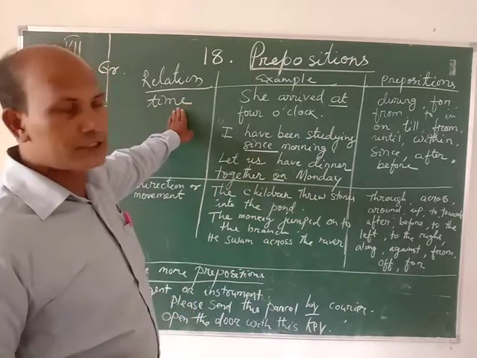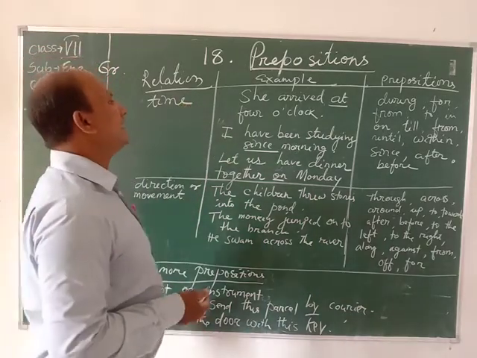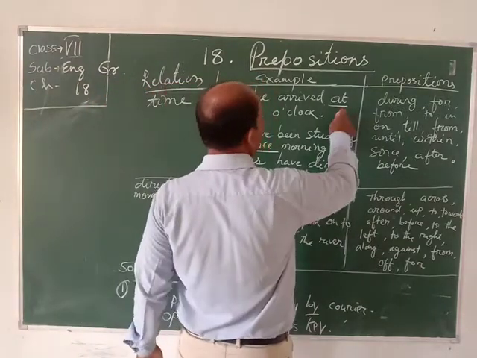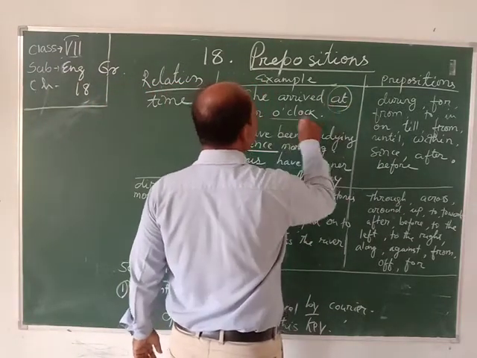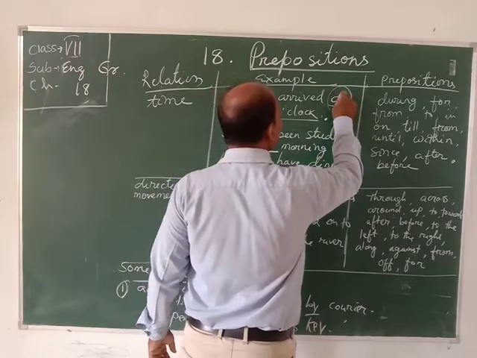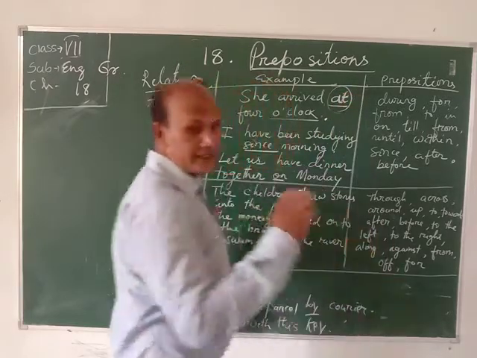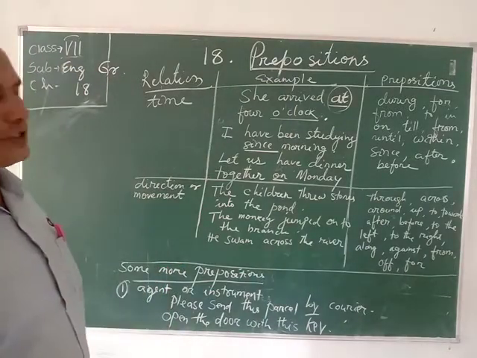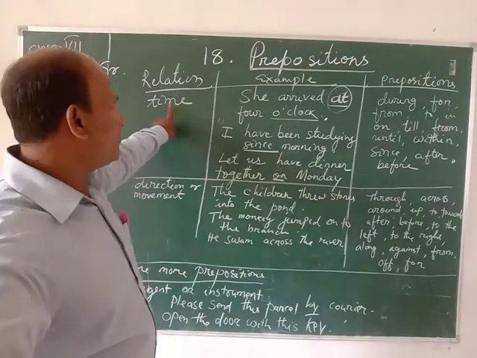Let's discuss one of the examples. She arrived at 4 o'clock. The time is 4 o'clock and at is used to show time. Samay ko dikhata hai, preposition.